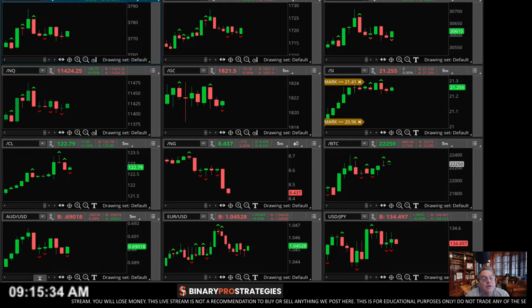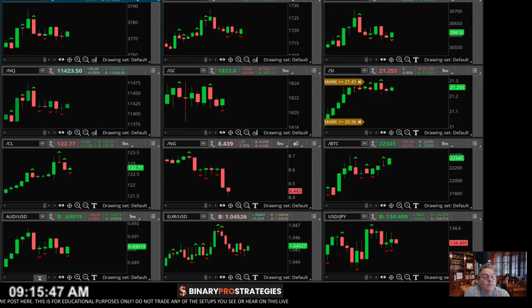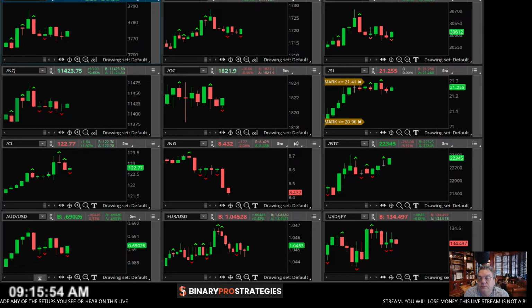Another short on the yen, getting a double short on the yen. 134.55, is that the double short on the yen? If you're aggressive, you could take a 134.51. All right, 134.55.